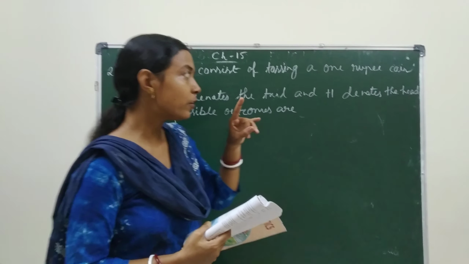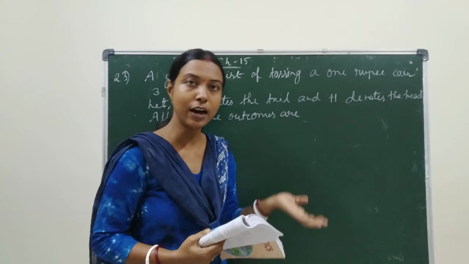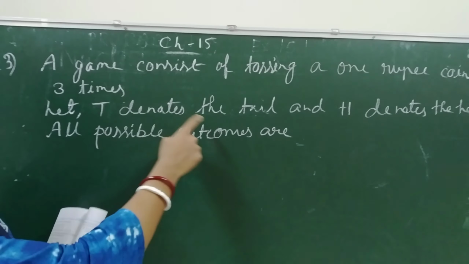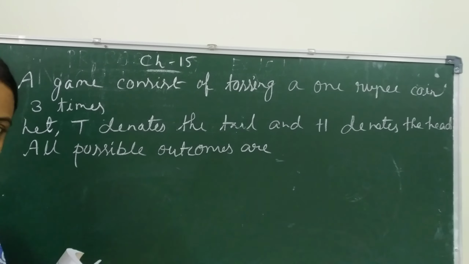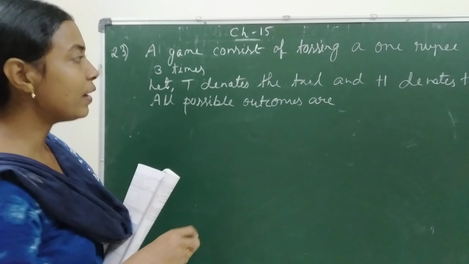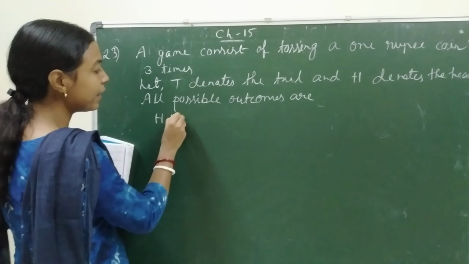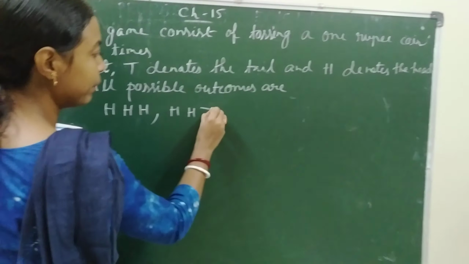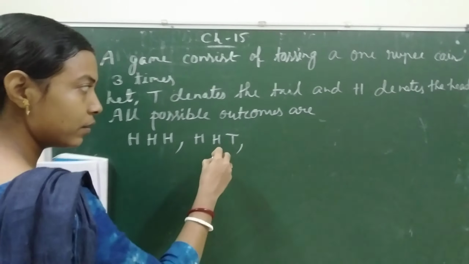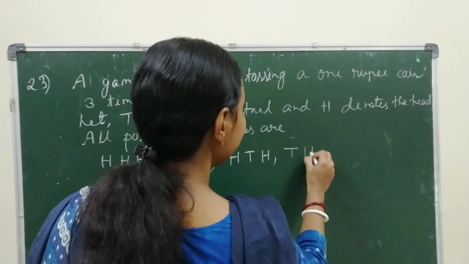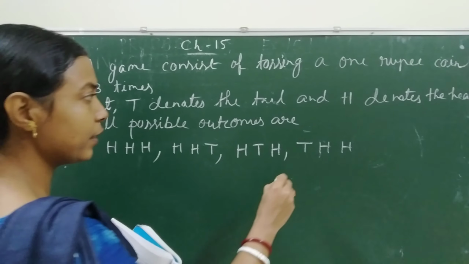Okay. So at first we will find the possible outcomes. Before the possible outcomes we have to mention that T denotes the tail and H denotes the head, because when you toss a coin you will get either head or tail. So all possible outcomes are: maybe 3 times you are getting head. Maybe 2 times head, 1 time tail. Then first time head, second time tail, third time head. Then first time tail, second time head. That is also a possible case.